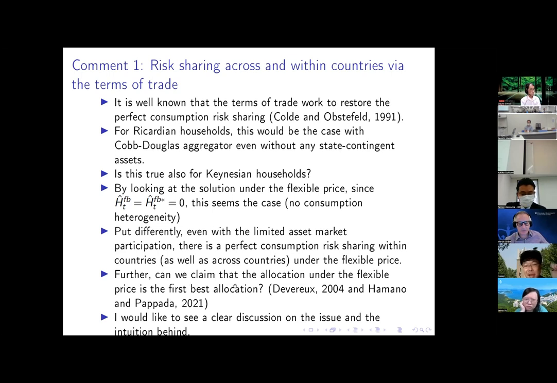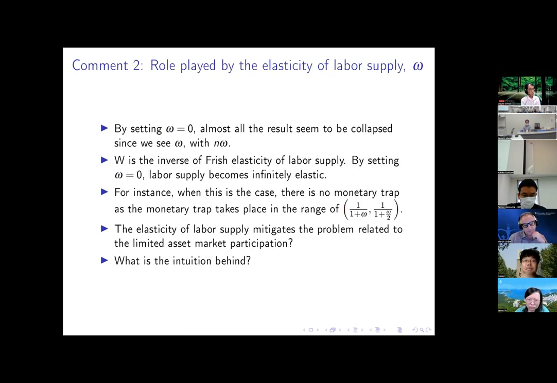And further, maybe it's nice to check whether the allocation under the flexible price is a first best, because even with the Cobb-Douglas aggregator, but with some specific shocks, as Devereux and my paper show, it may not be the case, right? Maybe there is a distortion related to the financial market still. So I want to see a discussion on the issue related to the terms of trade fluctuations. So this is my first comment.